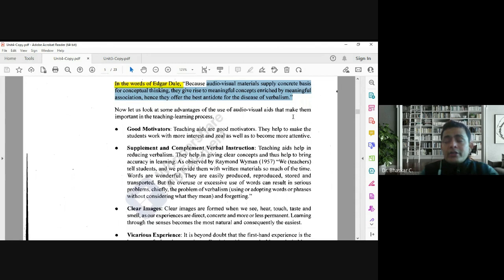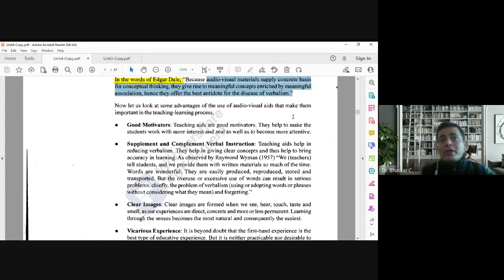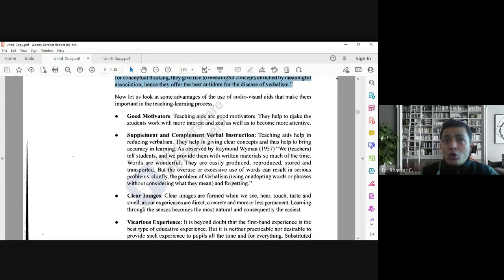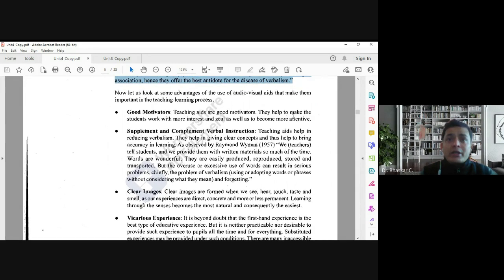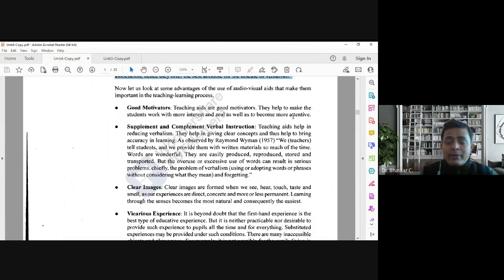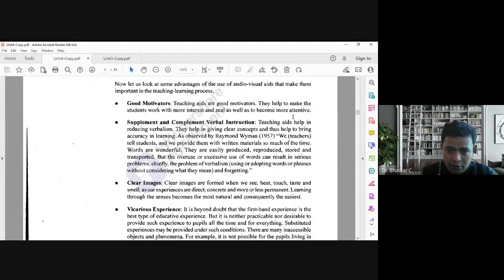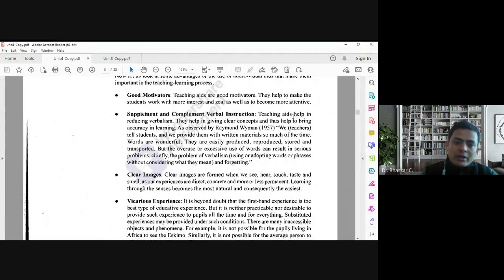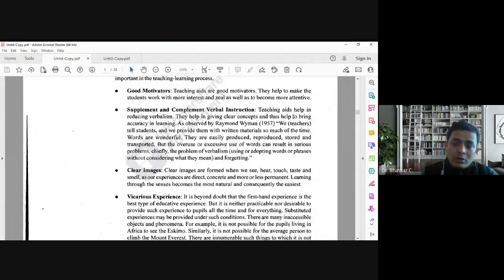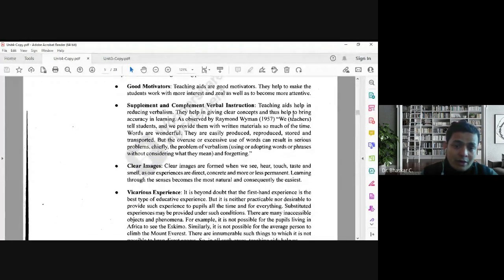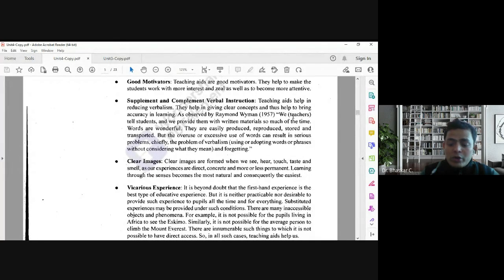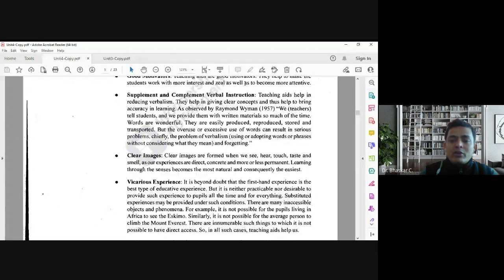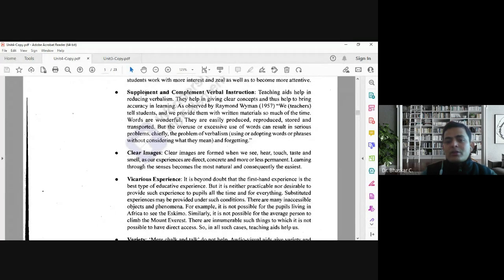So if as a teacher you are presenting something, if you are going for presentations, then definitely you are contributing more towards effective teaching and learning and towards the development of competency among the learners. Why is it so? Because when they see what the teacher has shared with them, they understand better. Now for that, you need to be a good motivator, right? You need to supplement and complement the verbal instructions. What is the meaning of this supplement and complement?